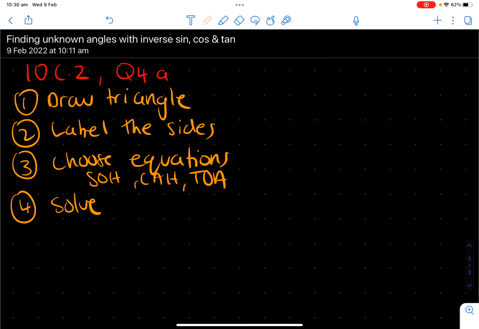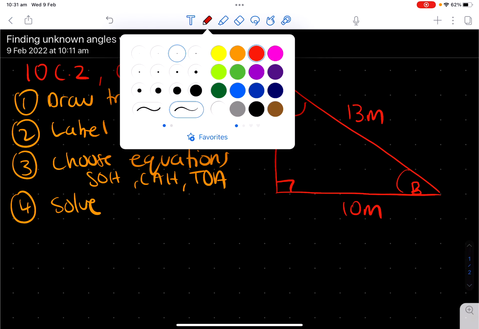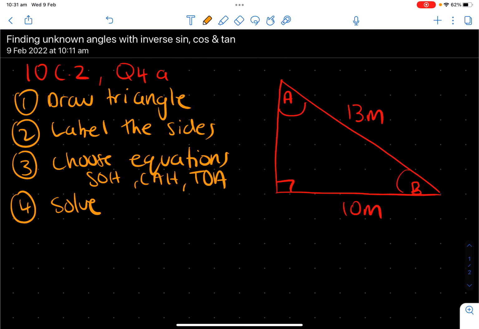So first up, we're going to draw the triangle nice and big, and always draw it in the same direction that it's in the book. I'm going to call this angle A and this angle B. We're going to have 13 meters on this side, 10 meters on this side. Essentially, we want to find angle A and angle B. However, we still need to label our sides, but we're going to do this a little bit differently now because we're going to break it into two parts.